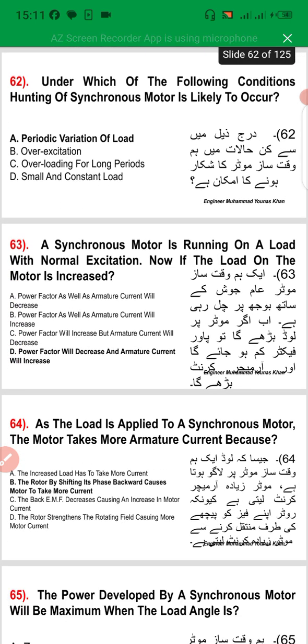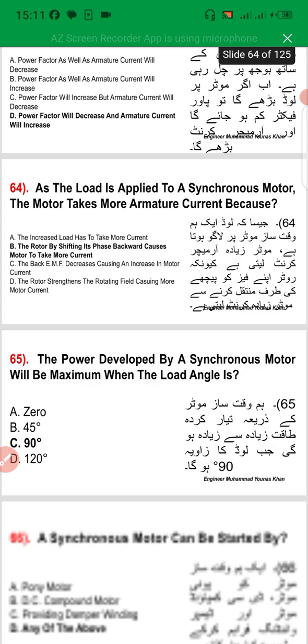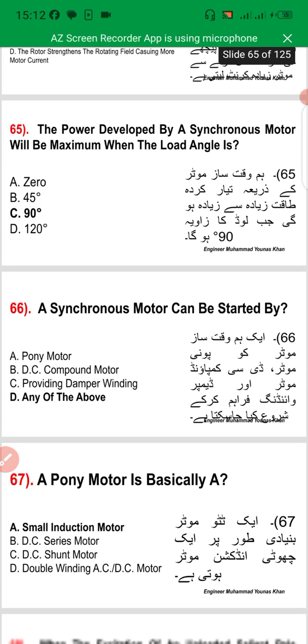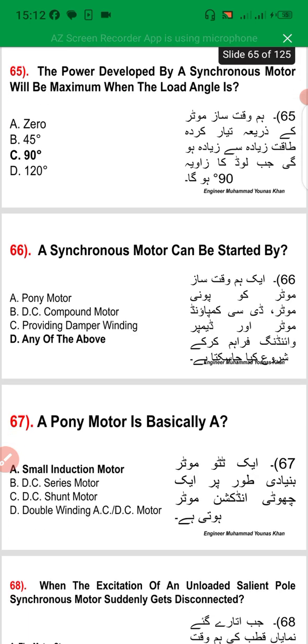Under which of the following conditions hunting of synchronous motor is likely to occur? Periodic variation of load. A synchronous motor is running on a load with normal excitation. Now if the load on the motor is increased, power factor will decrease and armature current will increase. As the load is applied to a synchronous motor, the motor takes more armature current because the rotor, by shifting its phase backward, causes motor to take more current. The power developed by a synchronous motor will be maximum when the load angle is 90 degrees.